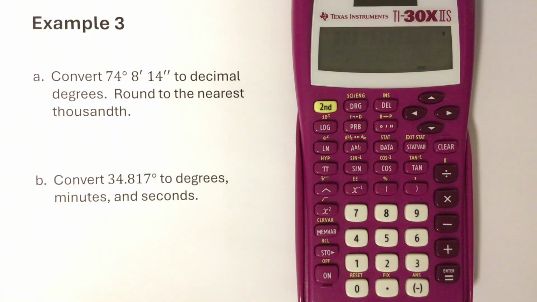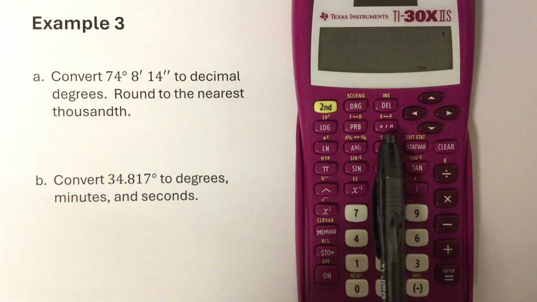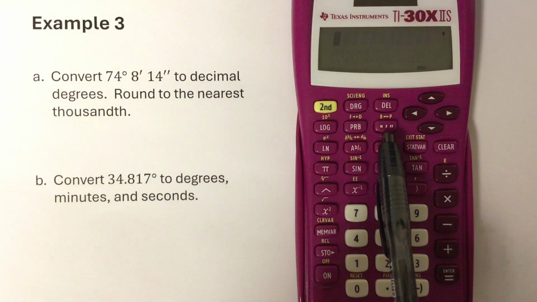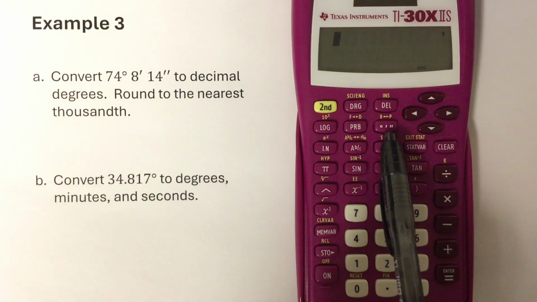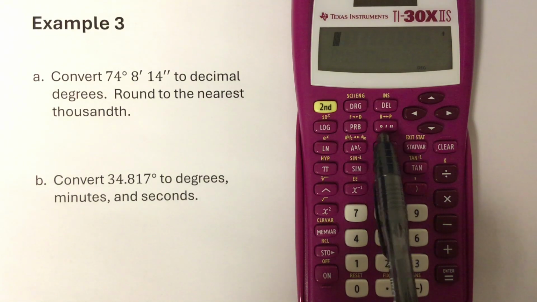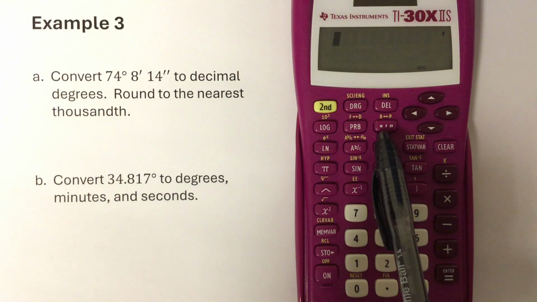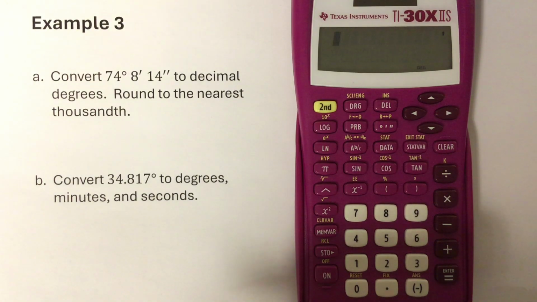Now, of course, our calculators will do the converting for us as well, so let me show you how to convert between DMS and decimal degrees on your calculator. The button that we're going to need to do this is the third button on the second row, and you can see the degrees, minutes, seconds symbols right there. So this is the button we need. Let me show you what happens when we press this button.